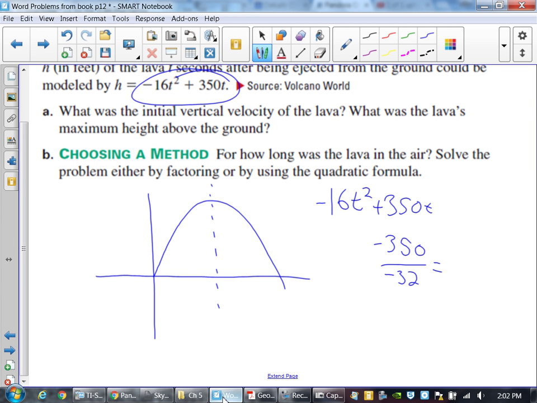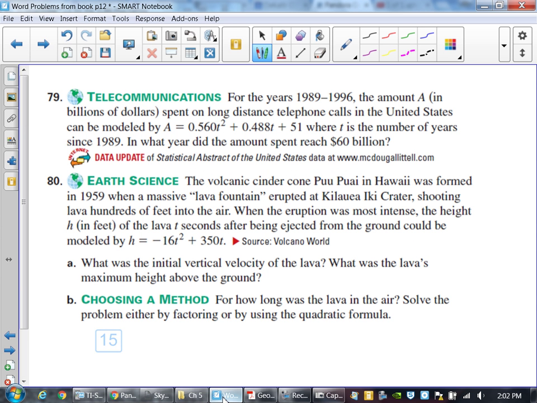Pumping all over again. Yeah, it's pumping. Does that make sense? What else do you want to look at? 79. Which one? 79? Oh, yeah.